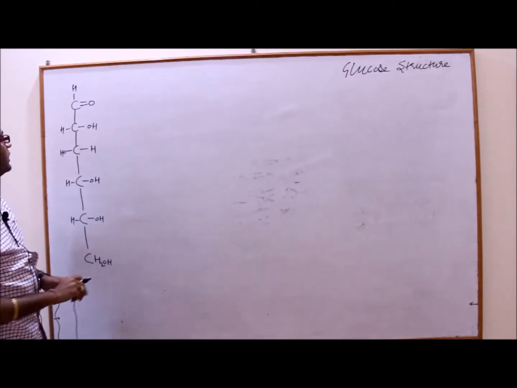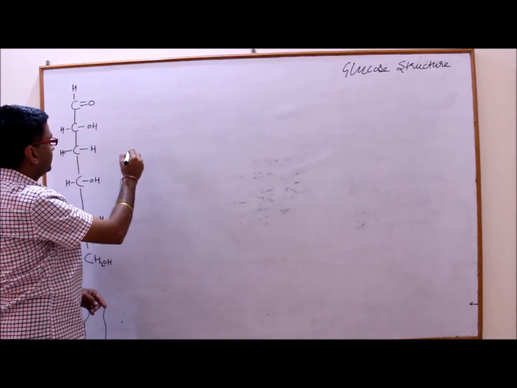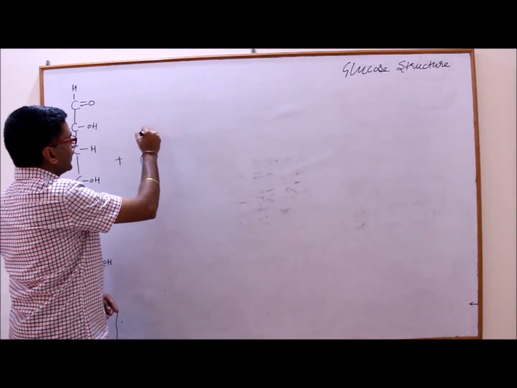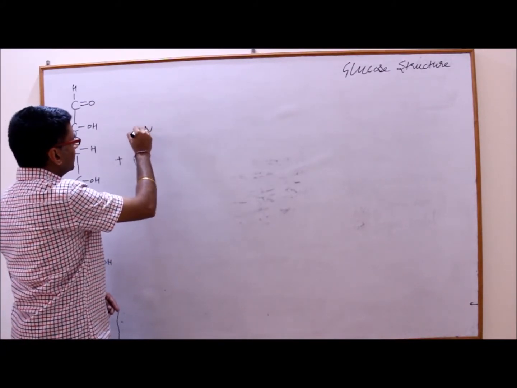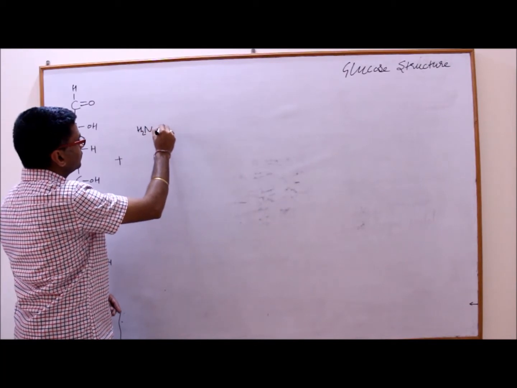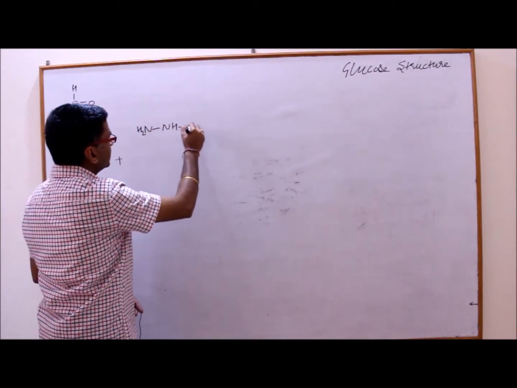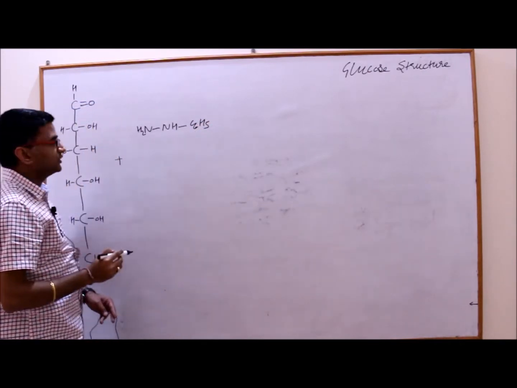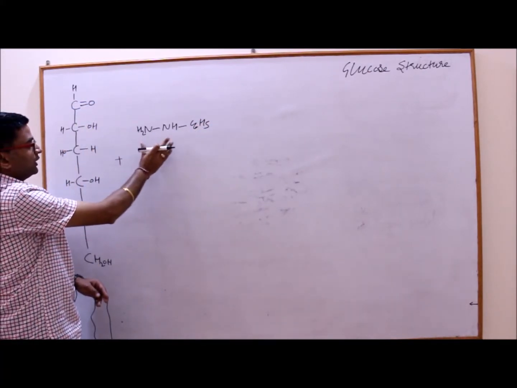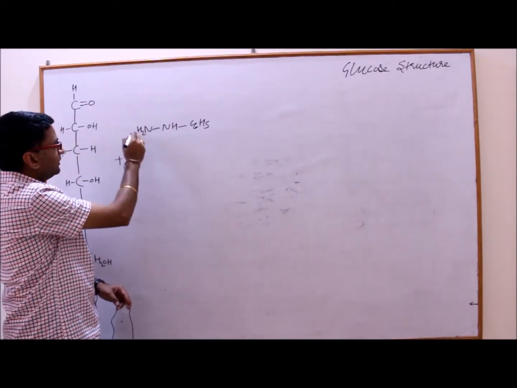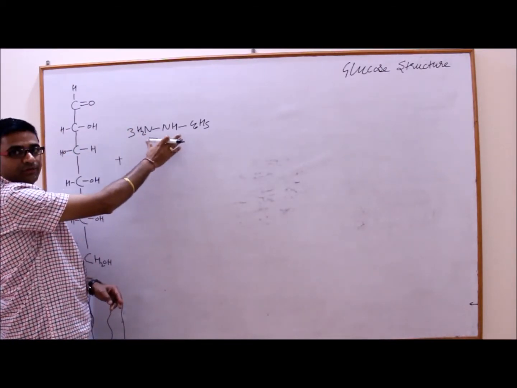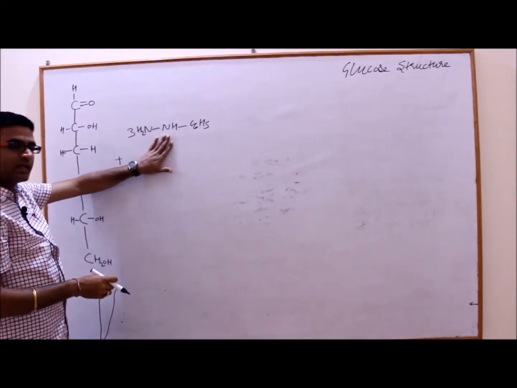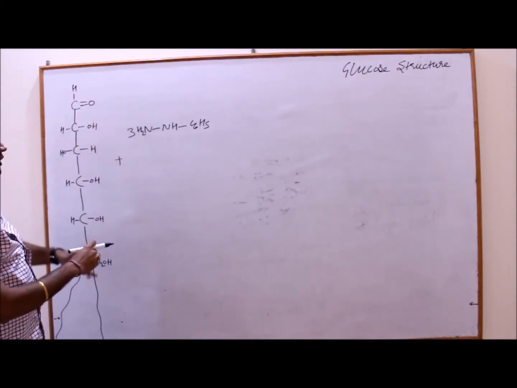Okay, so we have the glucose molecule already here, and then we add phenyl hydrazine. Phenyl hydrazine is a molecule like NH2 NH C6H5. So in the overall reaction, 3 molecules of phenyl hydrazine react, and out of 3, 2 molecules get added to the glucose molecule.